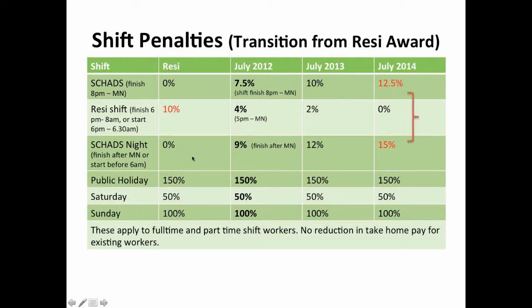In terms of the night shift, again, night shift didn't exist in the old award, so we need to phase that in. We're currently applying a 9% phased amount. From July this year, it will go to 12%, and then from July next year, we'll be sitting on the modern award provision of 15%. Again, your public holiday, Saturdays and Sundays remain the same as per the modern award.